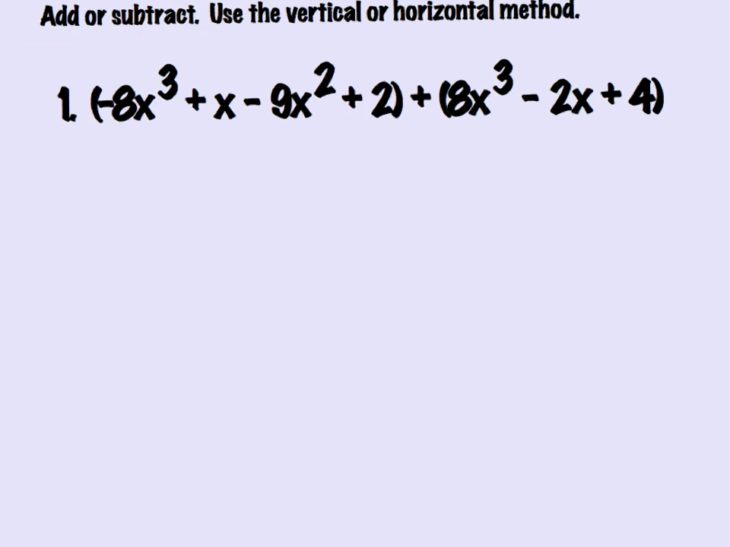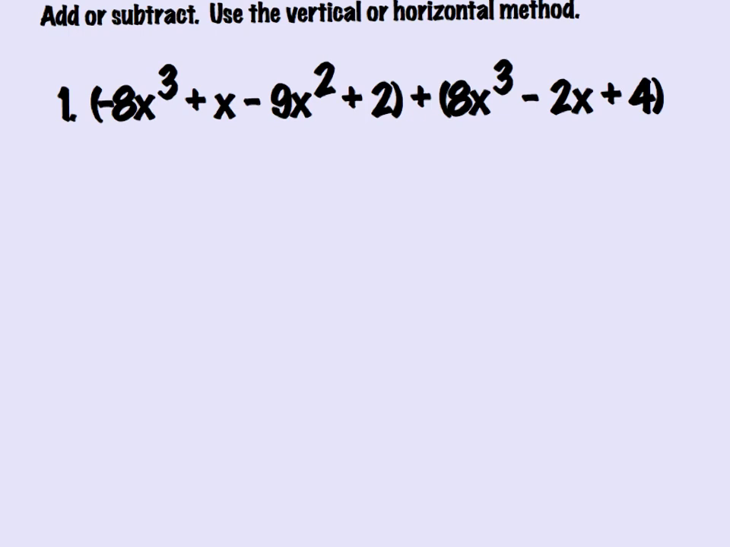We're going to add or subtract. In this case, we're adding the polynomials. We're going to use a vertical or a horizontal method. It doesn't matter to me which method you choose, vertical or horizontal. I'll show you both, and then from there you can decide. In this problem, I have a polynomial, poly because there's more than 4 terms, plus a trinomial. I'm going to first show you how to do the horizontal method.